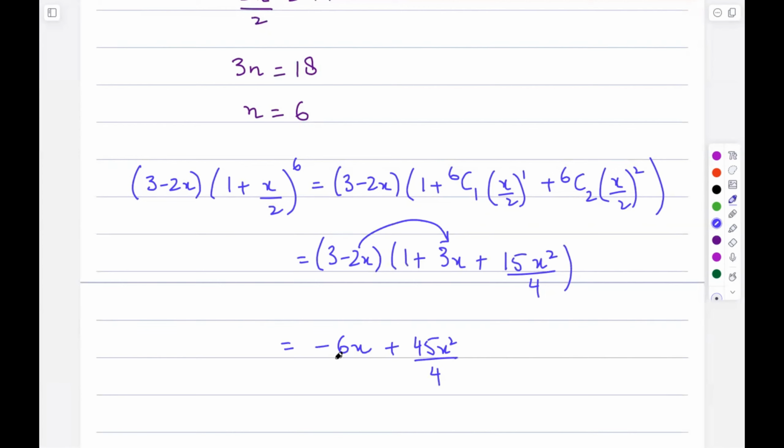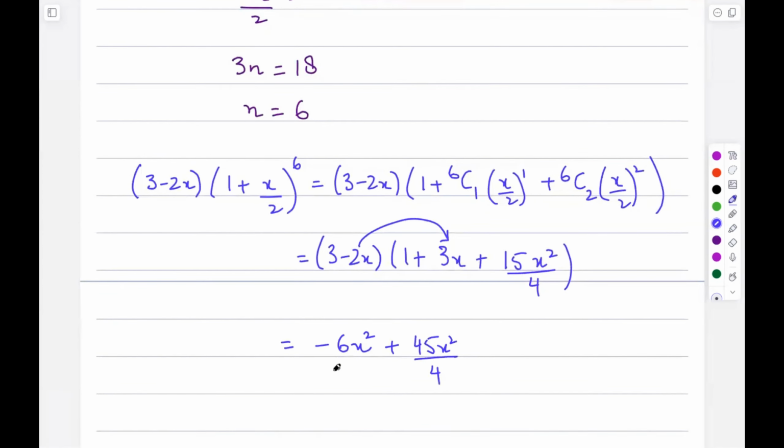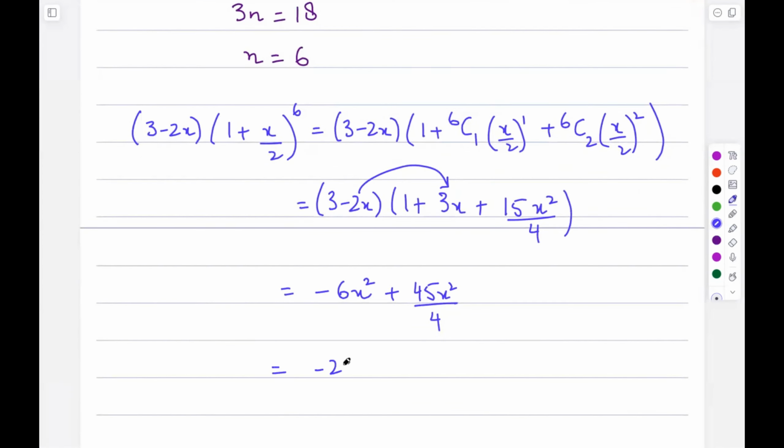Now simplifying this, this will also be minus 6x squared. So this will become minus 24x squared plus 45x squared upon 4. Minus 24 plus 45 is equal to positive 21. So the coefficient of x squared will be 21 upon 4.